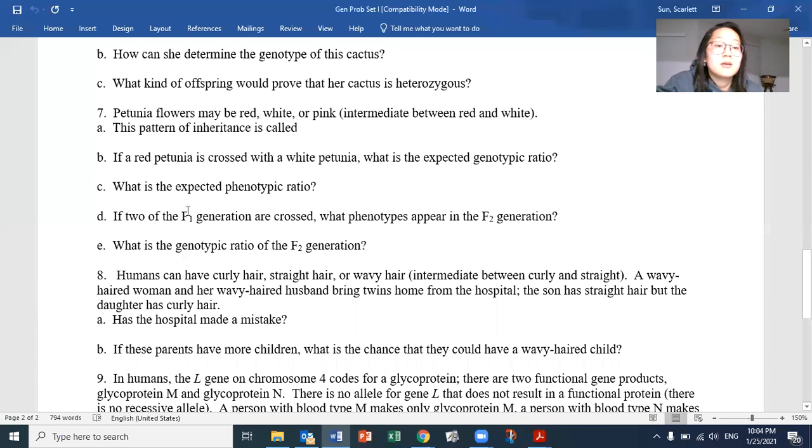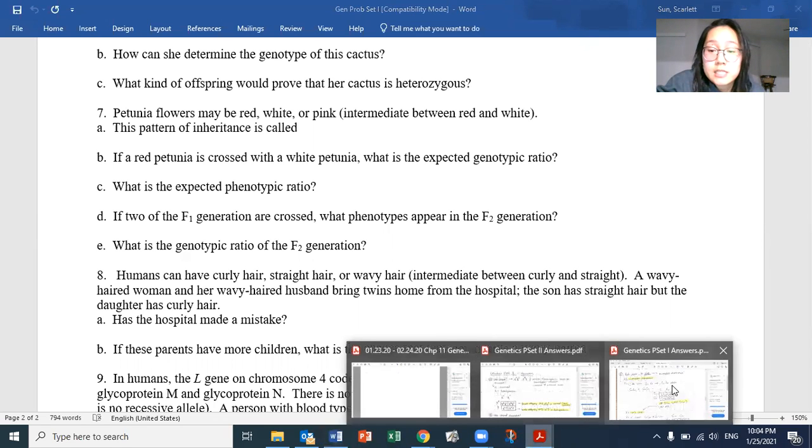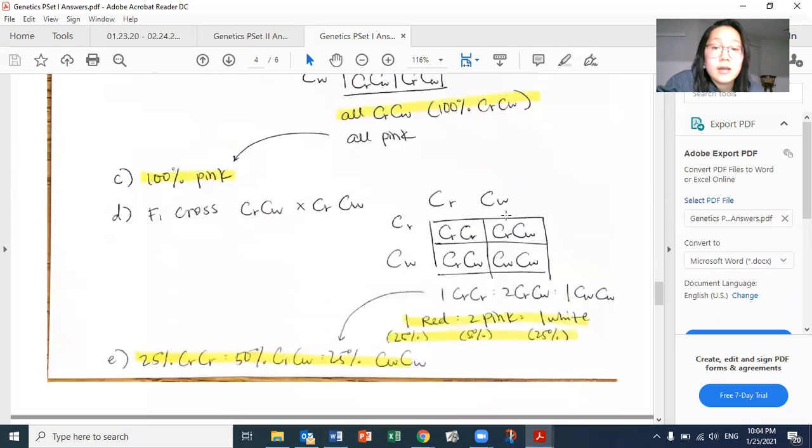Part D says if two of the F1 generation were crossed, what phenotypes appear in the F2 generation? So you're going to take those CRCWs and cross them together, and you must show a Punnett square again. So you're going to cross CRCW with CRCW, and you get this ratio of 1 red to 2 pink to 1 white. And it's kind of similar to the dominant-recessive one, except for the fact that the heterozygous ones do not look like the homozygous dominant ones in this case.